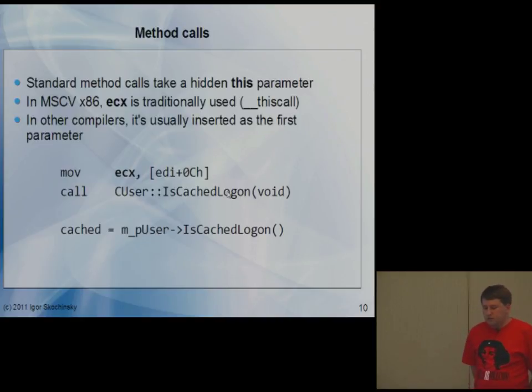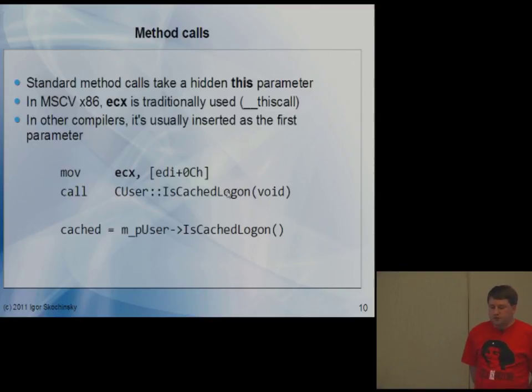Unlike C, in C++, methods usually take a hidden parameter to a class instance because they need to access members of the class. And this hidden parameter is not explicitly specified in the function prototype. So what the compiler does is it just inserts it as a first parameter.